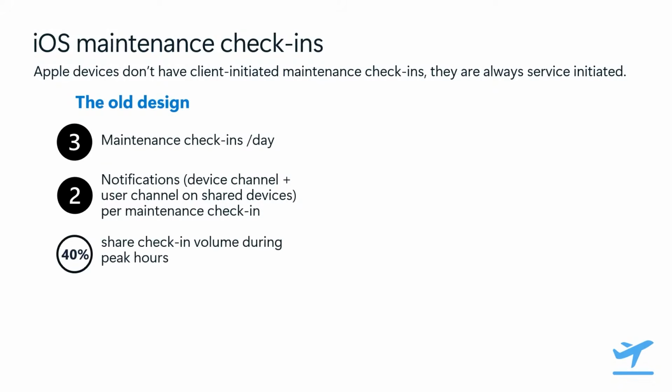Those maintenance check-ins being service initiated means that they are competing for notifications and check-ins with the rest of the check-ins. During peak times, we've observed these iOS maintenance check-ins accounting for up to 40% of the overall traffic that we get. Now remember, most of the maintenance check-ins do not result in device changes. So this is another case where a more intelligent system can manage resources better and accelerate what matters the most.